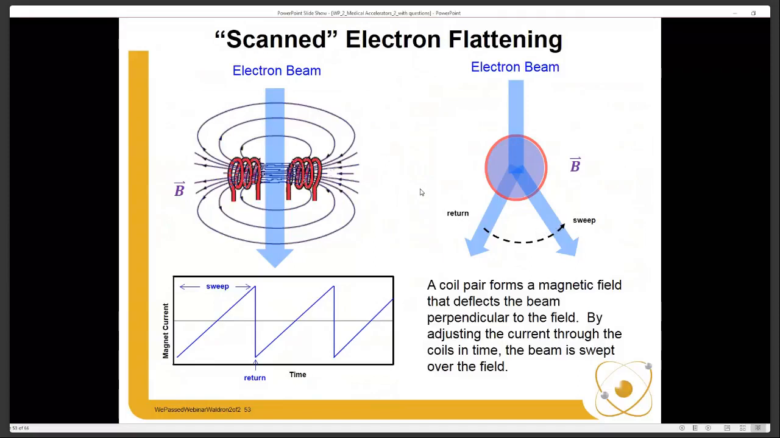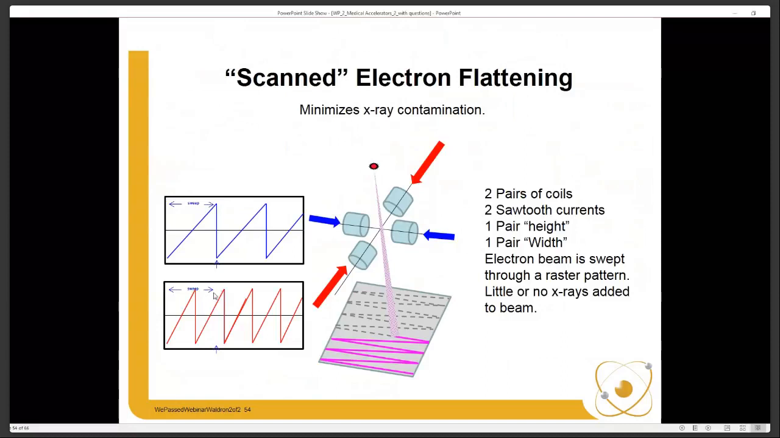So if I have two pairs of coils and I operate them at two different sawtooth frequencies, I can produce a raster scan, much like in the old video tube type televisions we used to have. And in fact, it's exactly the same technology. This arrangement of coils would be called a yoke. And I feed a different sawtooth to each pair of coils, and I get a raster pattern that sweeps through and returns and sweeps through and returns. The upside is there's little or no X-rays added. The downside is we have to make sure that these remain random with each other.